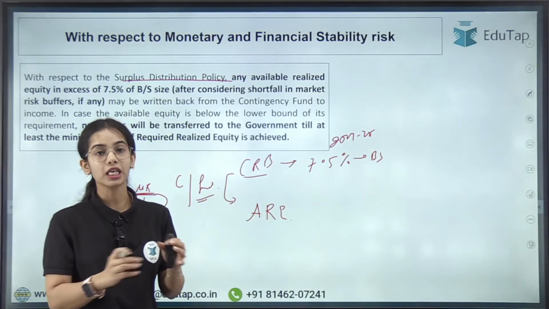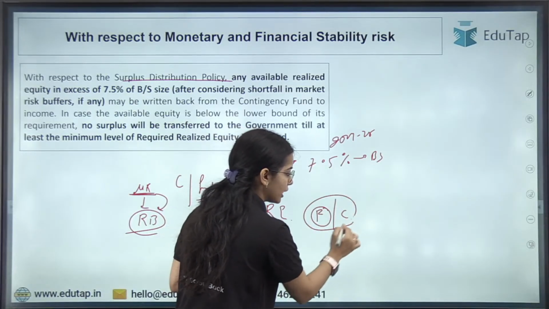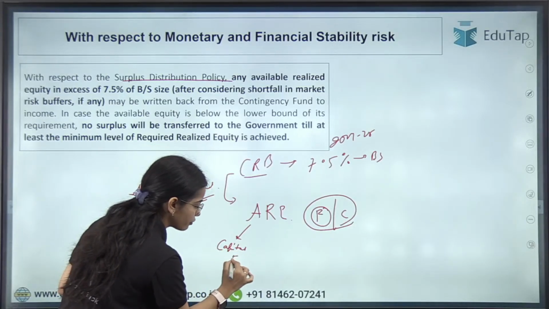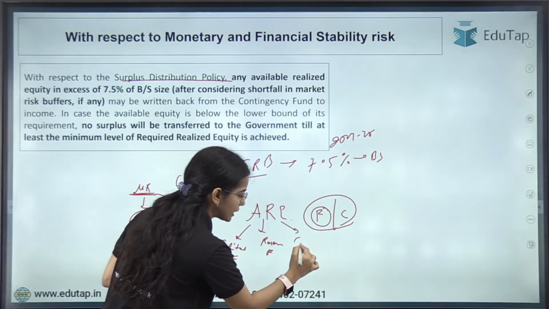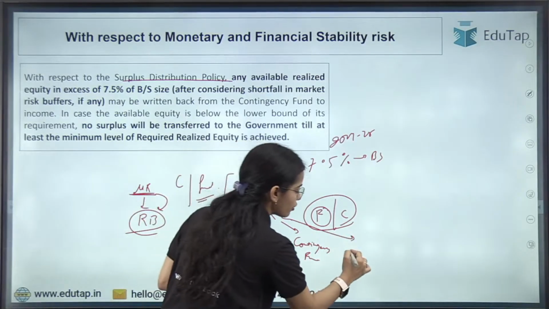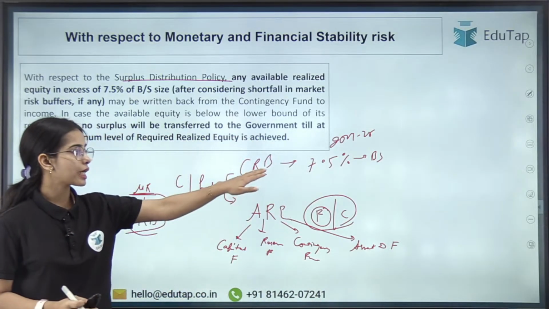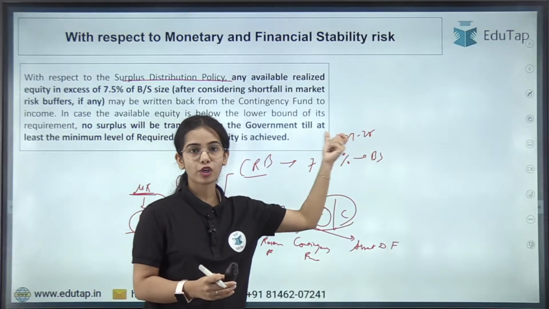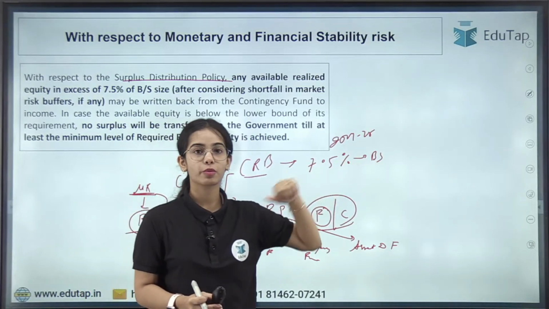Available realized equity consists of the funds of the RBI. This consists of capital in the form of capital fund, reserve fund, contingency fund, and asset development fund. Basically, the contingent risk buffer, RBI has said, for the financial year 2024-25, and for the previous financial year, is 7.5% of the balance sheet.